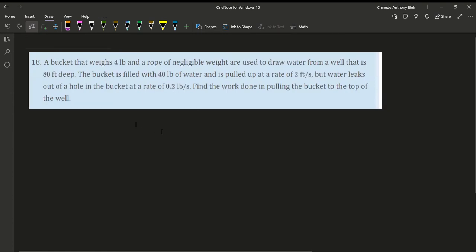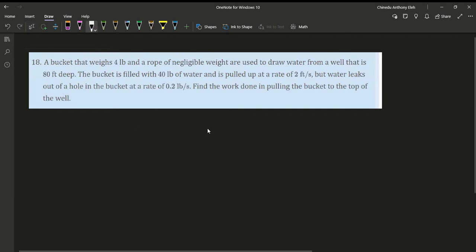A bucket that weighs 4 pounds and a rope of negligible weight are used to draw water from a well that is 80 feet deep. The bucket is filled with 40 pounds of water and is pulled up at a rate of 2 feet per second. But water leaks out of a hole in the bucket at a rate of 0.2 pounds per second. Find the work done in pulling the bucket to the top of the well.